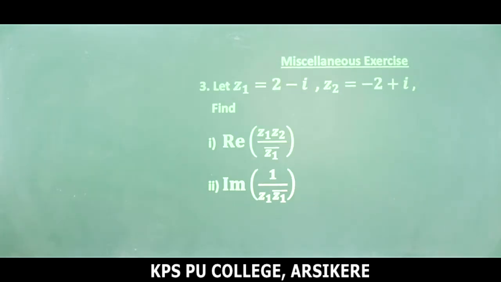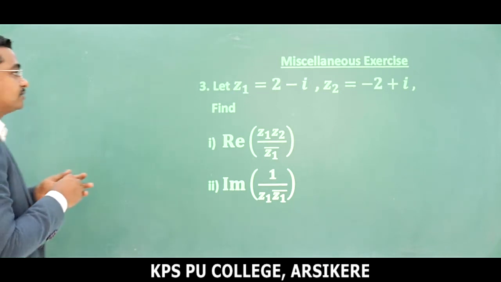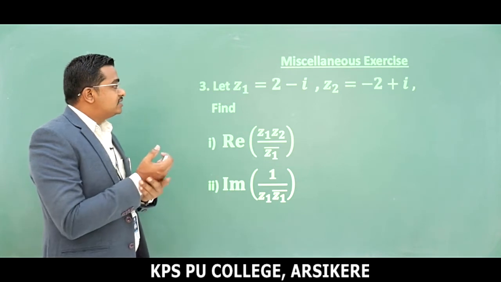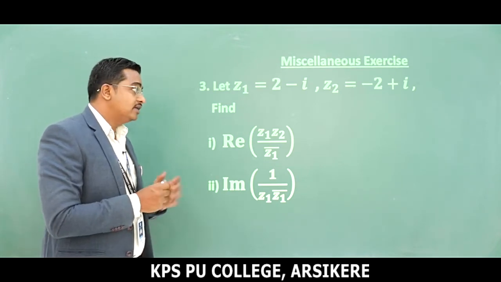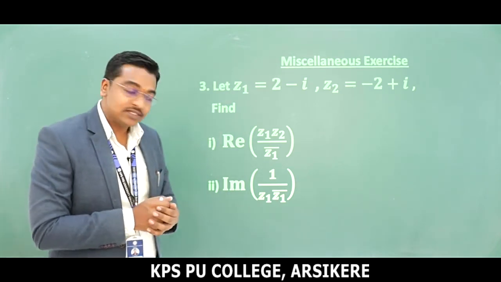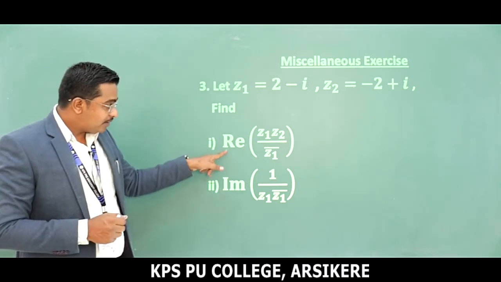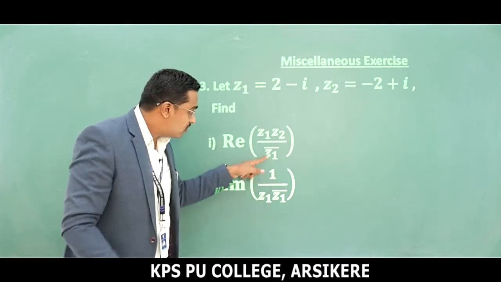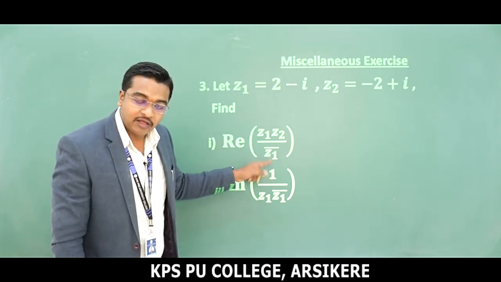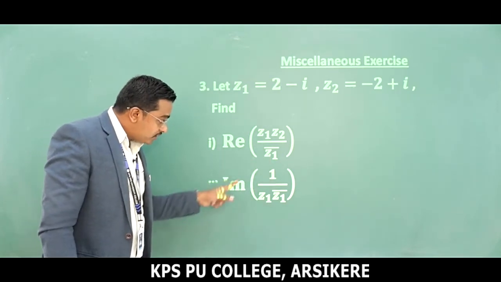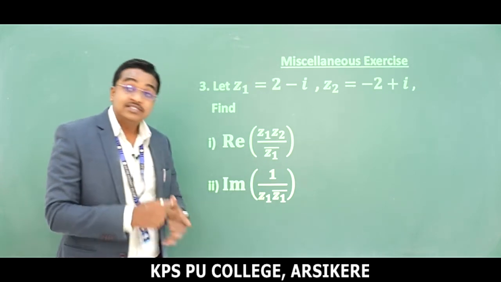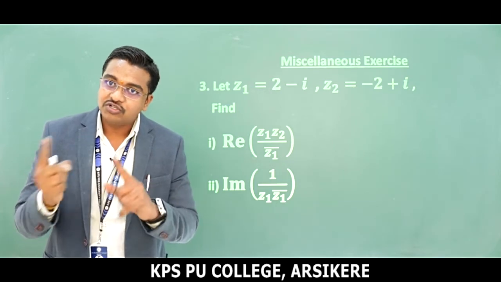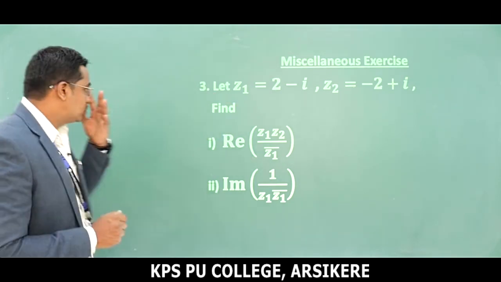Now dear students, we are moving to the next question. Miscellaneous exercise, third question. Let z1 is equal to 2 minus I, z2 is equal to minus 2 plus I. Find the real part of z1 into z2 divided by z1 bar, that is the conjugate of z1. And the second one, the imaginary part of 1 divided by z1 into z1 bar, conjugate of z1. Okay, z1 into the conjugate of z1. Clear?